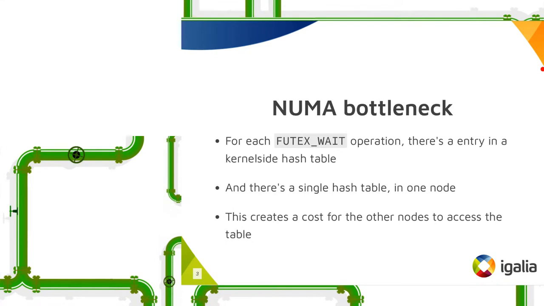One thing that we still need to solve is the NUMA bottleneck, because on the kernel side, you only have a single hash table. So on the kernel side, we only have one hash table to keep the entries for the futex, so every operation will be registered on a single hash table, and this hash table will be only in one node. That means that every other node will have a cost to access this information and to do futex operations.